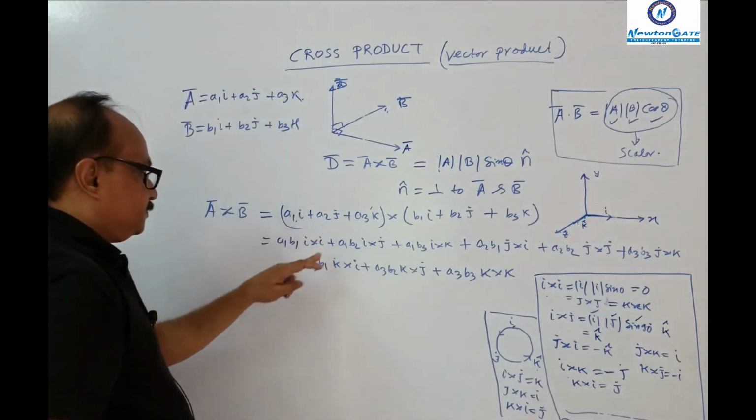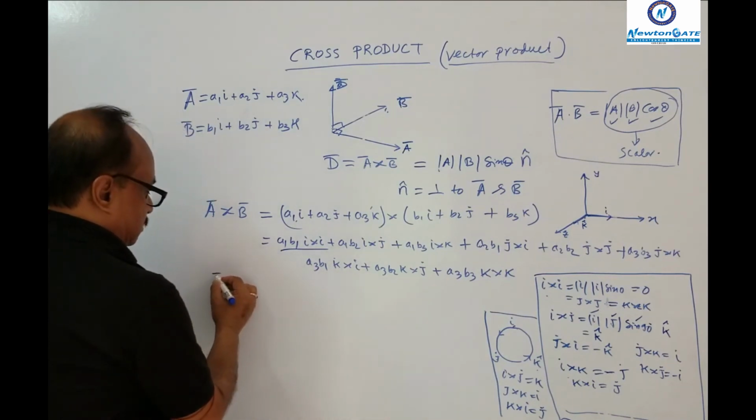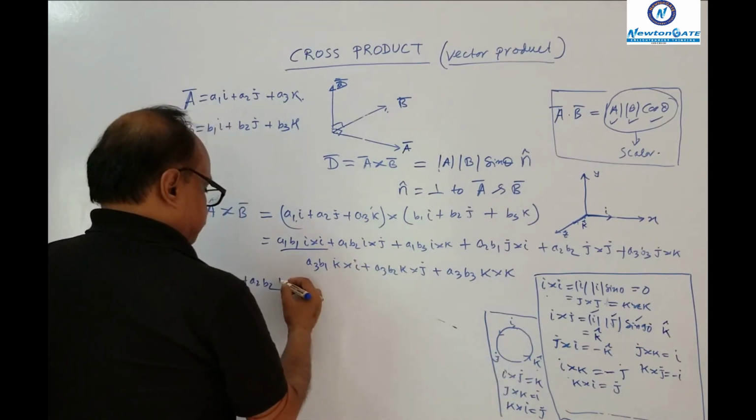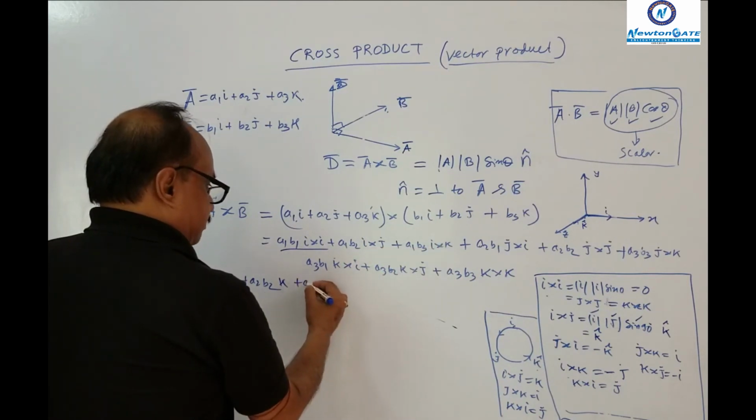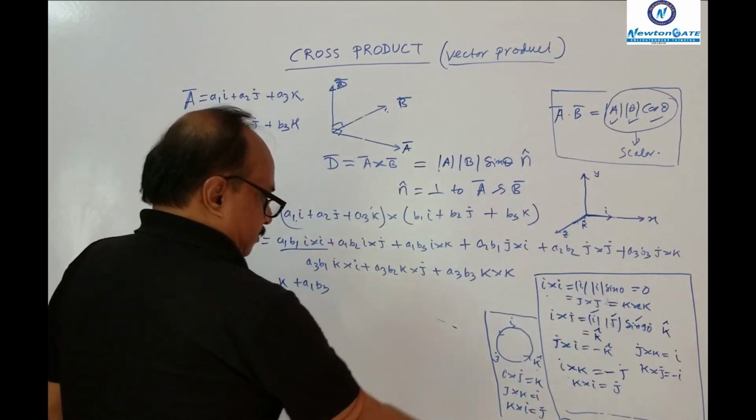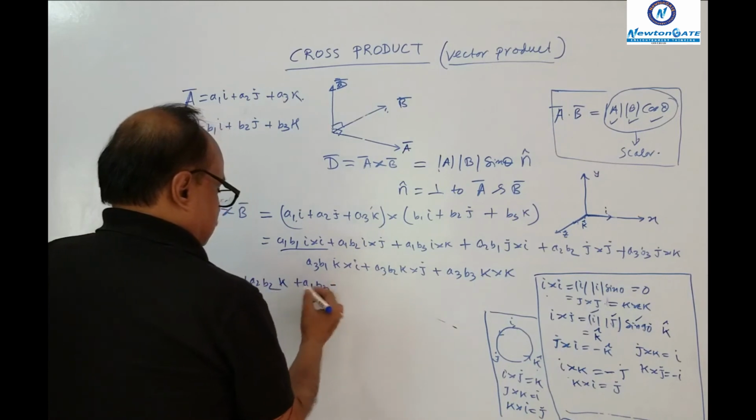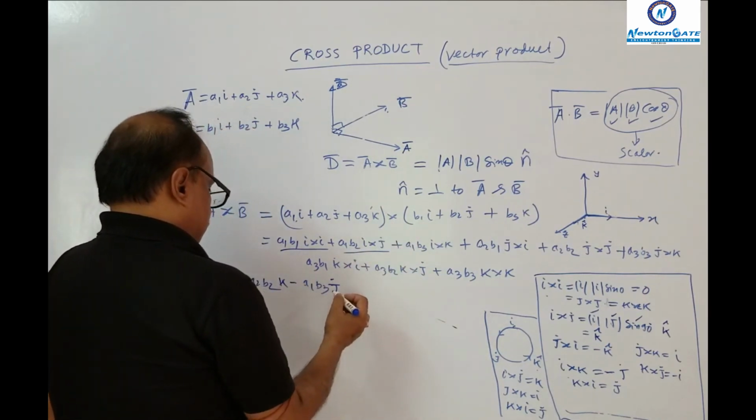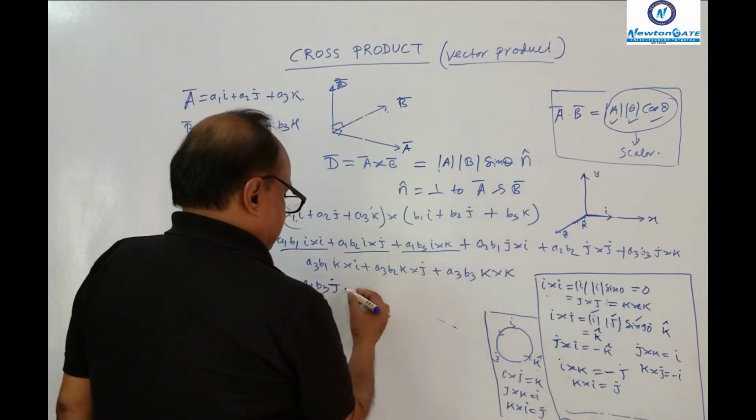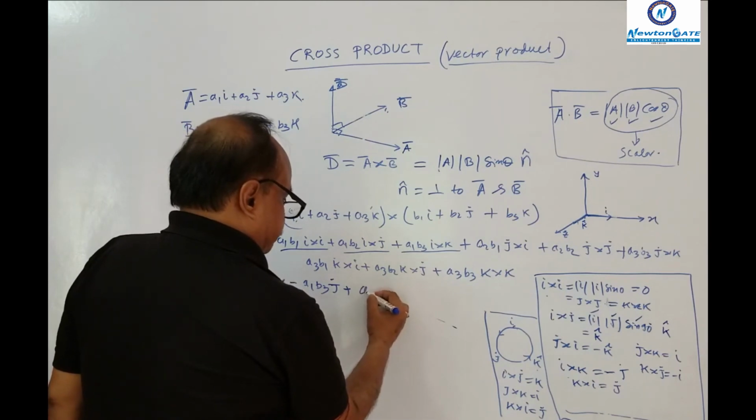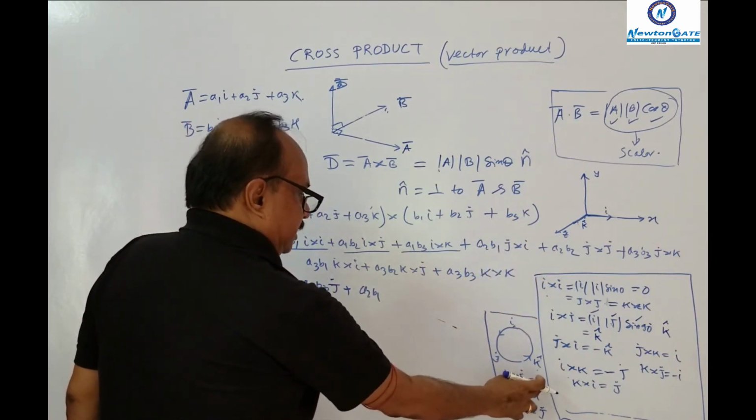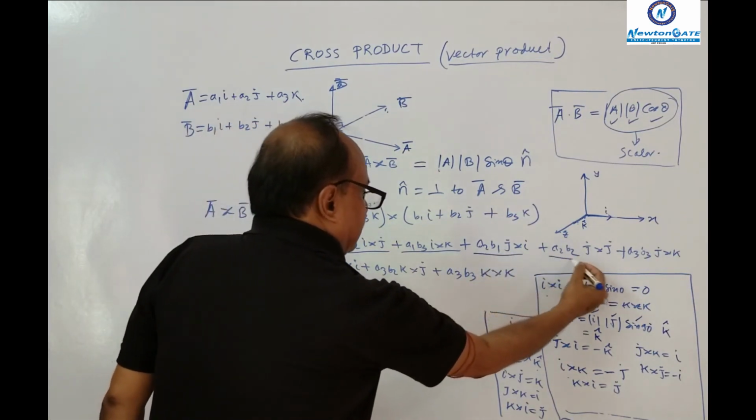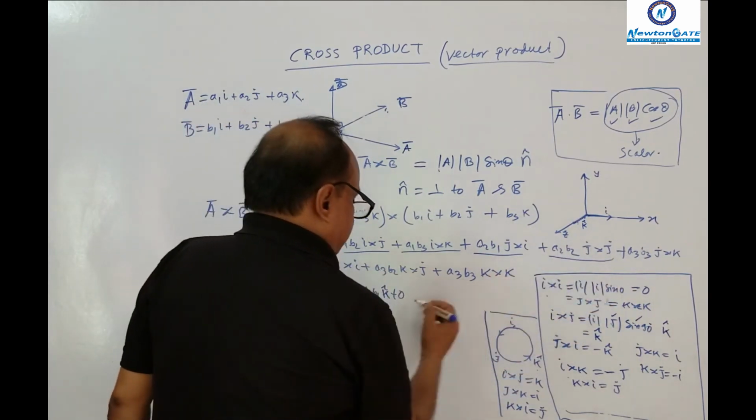This is why. So here you see, A1 B1, this will become 0. A2 B2, I cross J. I cross J will be your K. A1 B3, I cross K means minus J. Let's make it minus here. That means this is done. Plus A2 B1, J cross I. I cross J is K, that means J cross I will be equal to minus K. So let's do it as minus K. Then A2 B2 is 0. Then A3 B3.